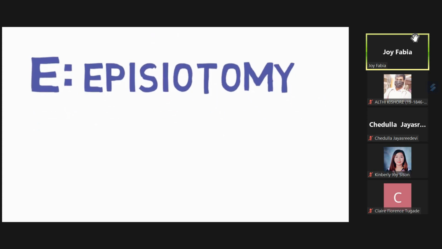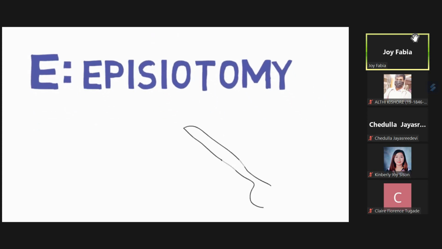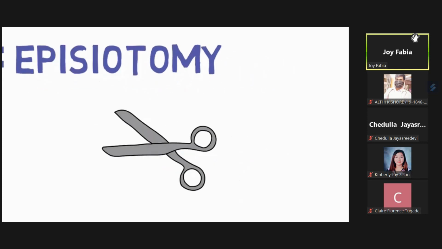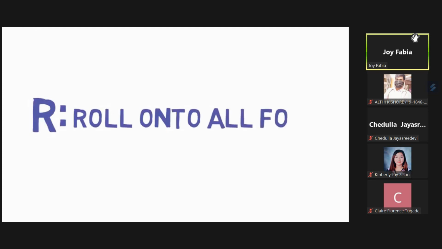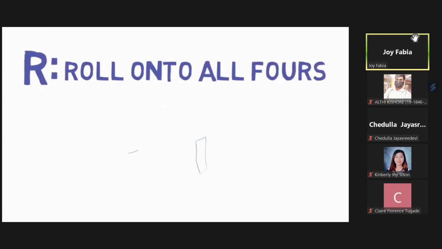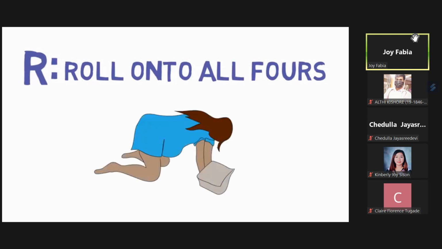An episiotomy is a surgical cut made at the opening of the vagina to allow more room and better access to the posterior arm. The last letter of the acronym, R, stands for roll onto all fours. The patient is helped onto her hands and knees. This is in an effort to take advantage of gravity to facilitate delivery.